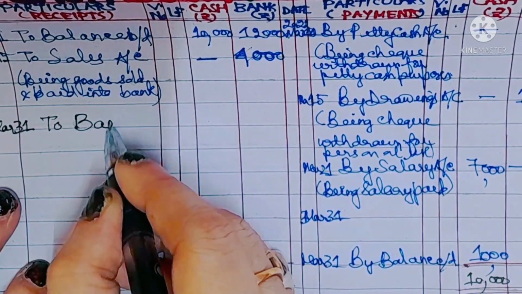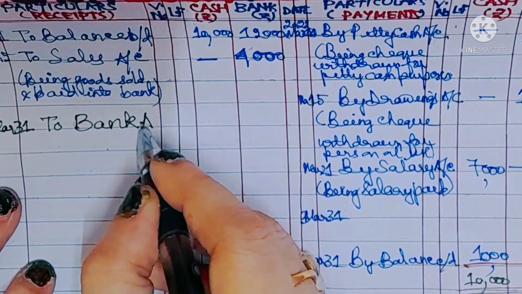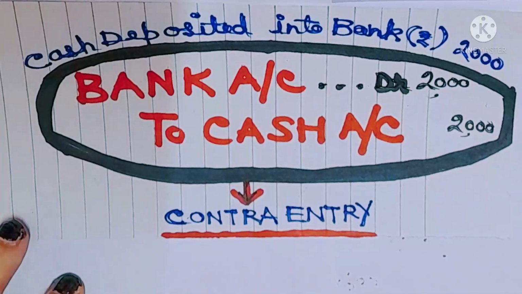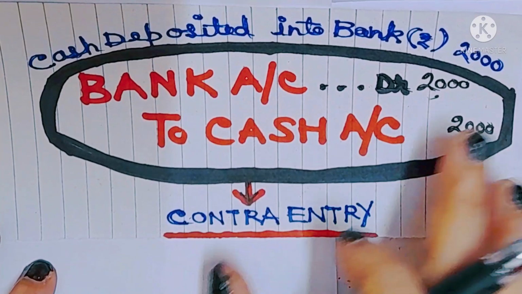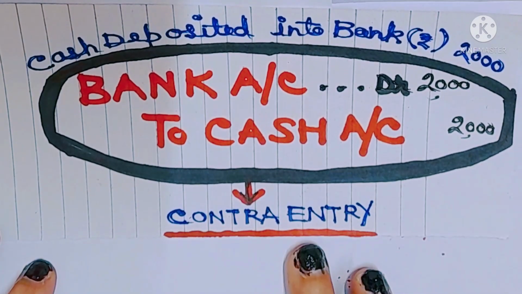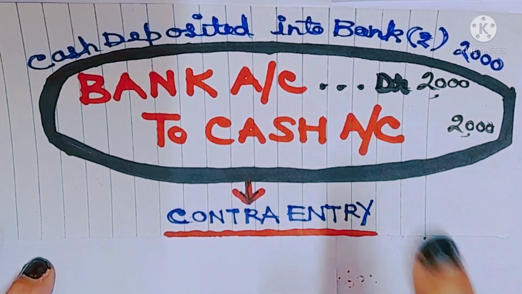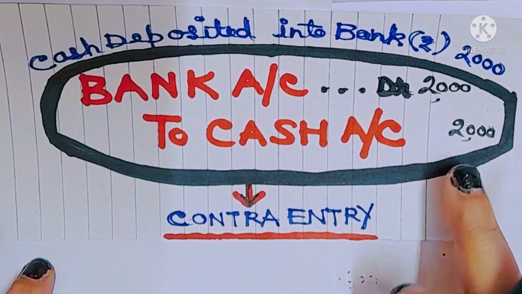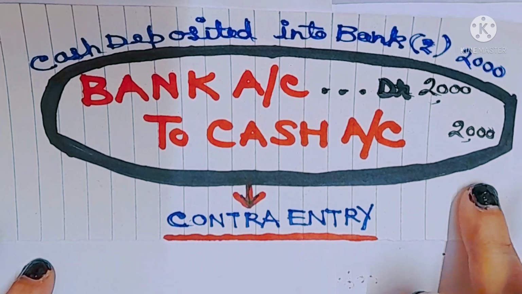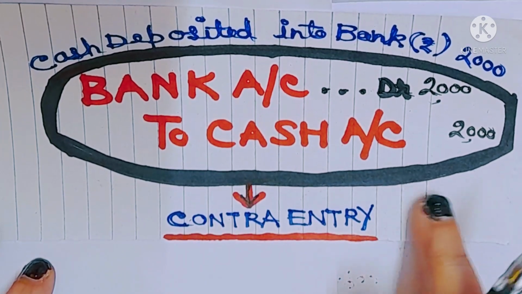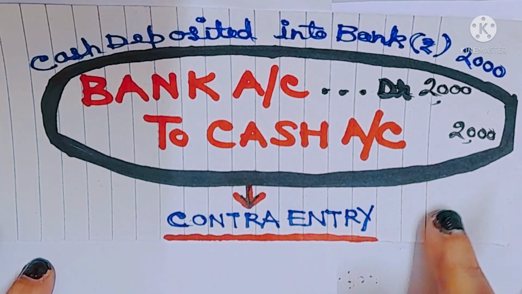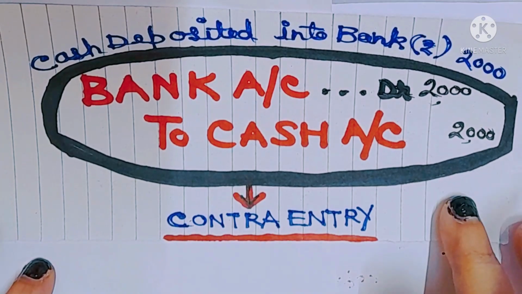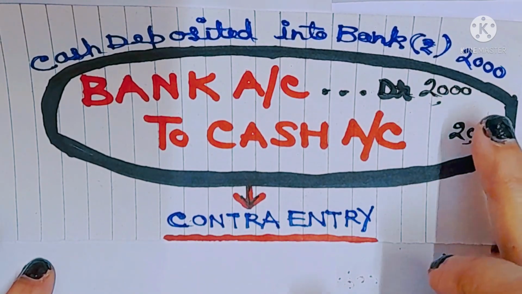So what is the journal entry? Cash deposited into bank. Let me show you. See, cash deposited into bank 2,000. This is a contra entry. How did we get 2,000? The total of cash column on the debit side is 10,000 and the total of cash column on the credit side is 8,000. So deduct 8,000 from 10,000, you'll get 2,000. So this excess cash in hand will be deposited into bank according to the problem.